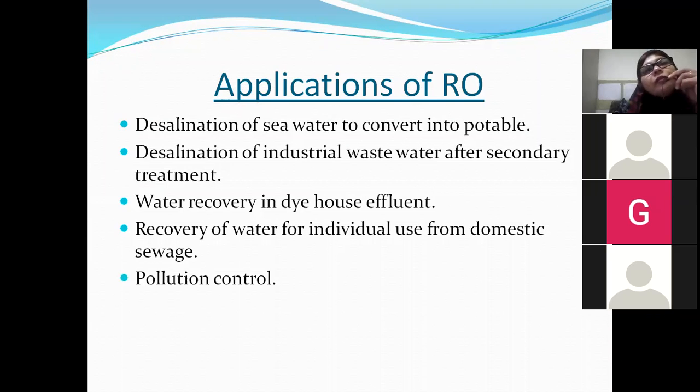Then we can also control the pollution level with the help of this reverse osmosis. We can know how much pollution is there in that sea water or industrial wastewater. Okay, so these are the applications of reverse osmosis. It is not only used at home for water filtration. It is also used in industries, dye industries, then seawater desalination, pollution control methods. For that also we use this RO.